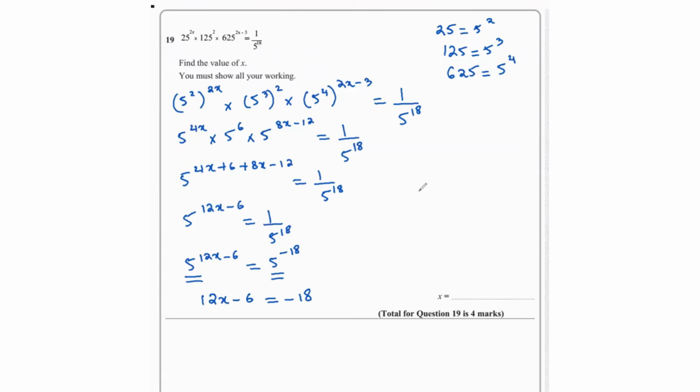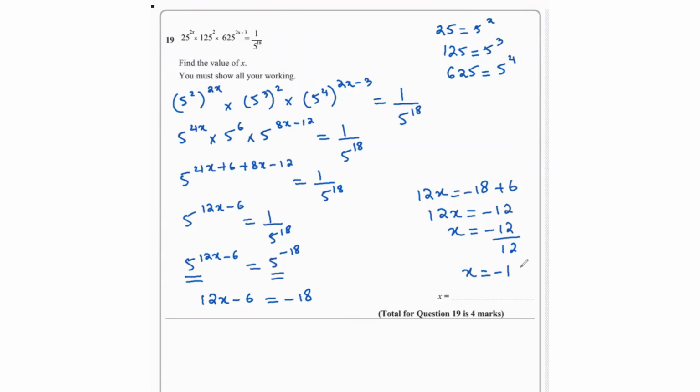So that's going to be 12x equals to negative 18 plus 6, which is -12. So x is going to be -1. That is your answer. So for these type of questions, always change the base to the same number. Over here, it's going to be 5.